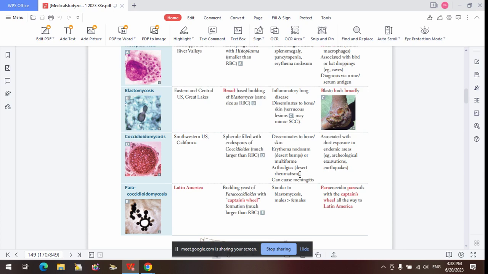So the same thing applies here. Desert rheumatism, or coccidioidomycosis. There's a fever, of course, there's an infection. There's this rash, but what is this rash? This rash can either be erythema nodosum or erythema multiforme.